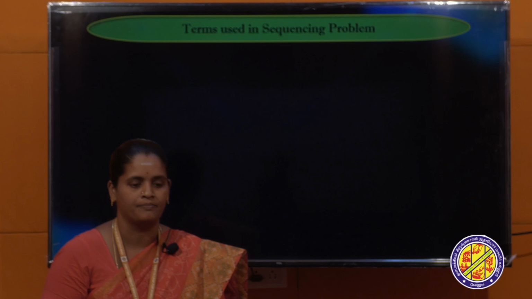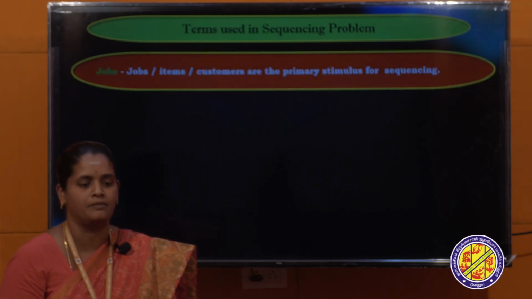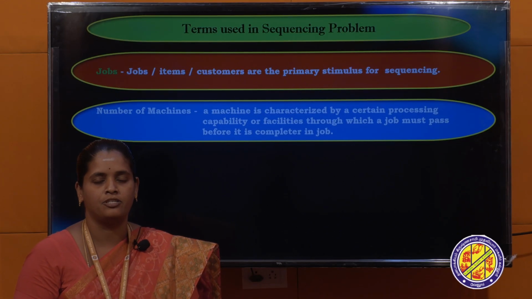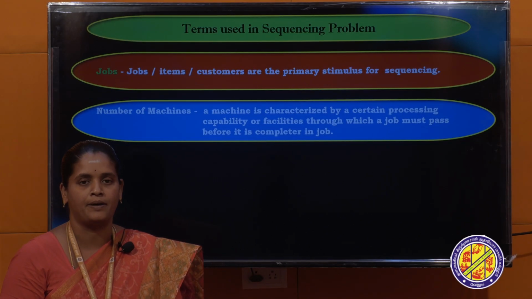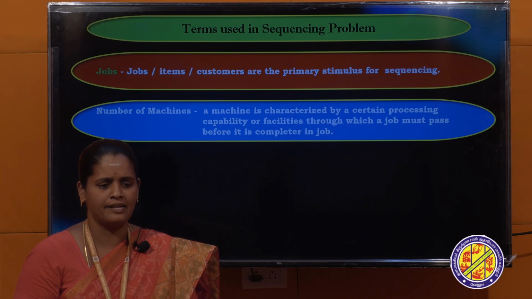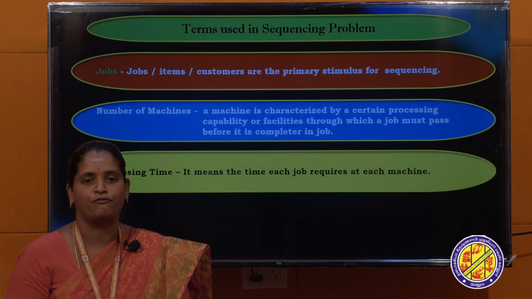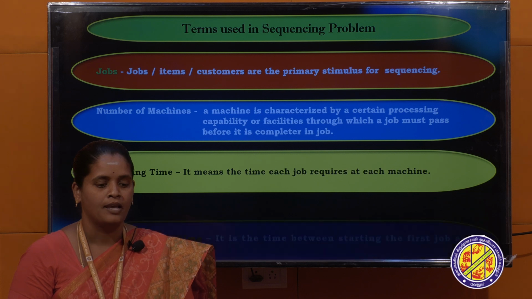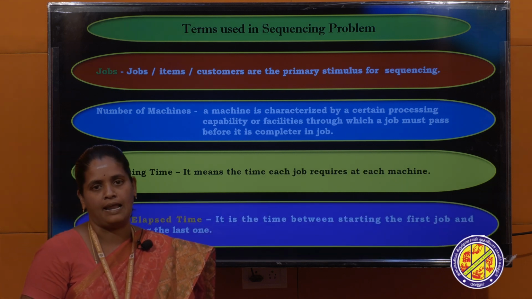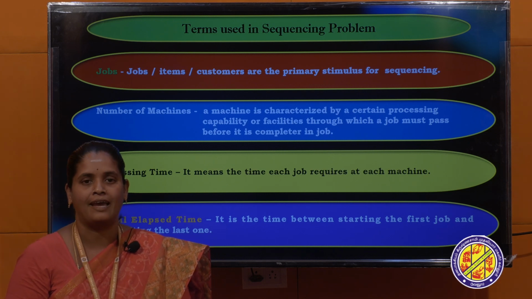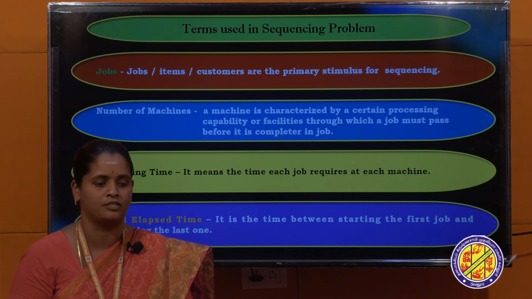Next I am going to tell about the terms used in a sequencing problem. First one is job. Job is the primary stimulus for sequencing. Next one is number of missions. A mission is characterized by a certain processing capability or facilities through which a job must pass before it is completed. Next one is processing time. Processing time is the time each job requires to complete the job at each mission. Next one is total elapsed time. It is the time between the starting of the first job on the first mission and the completing of the last job on the last mission.